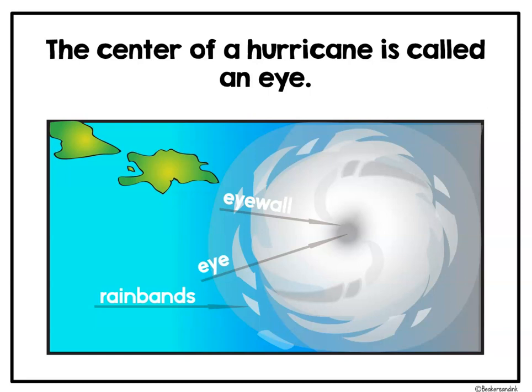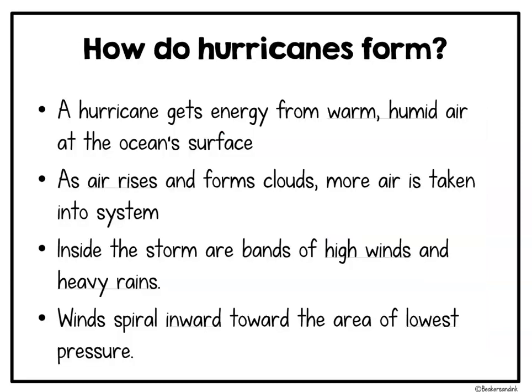So hurricanes form by getting their energy from warm, humid air at the surface of the ocean. As the air rises and clouds form, more air gets taken into this hurricane system. And inside the storm, we have bands of high winds and heavy rains. And those winds always spiral inward toward the area of lowest pressure, just like our winds are always going from high to low.